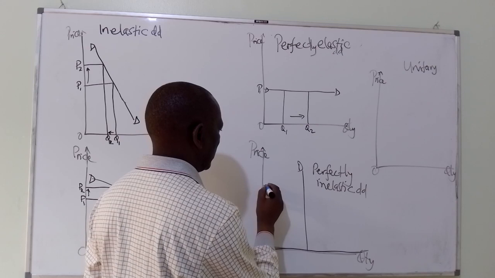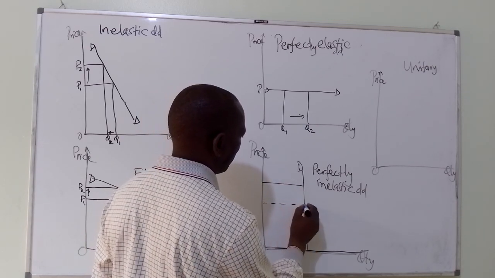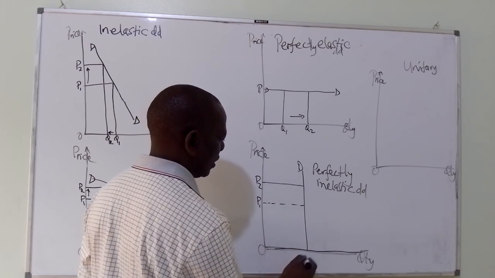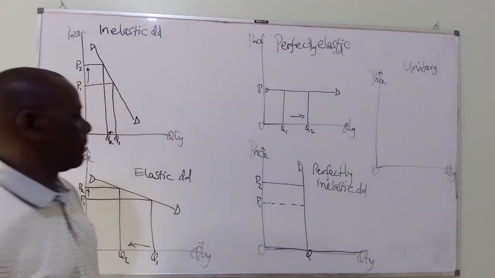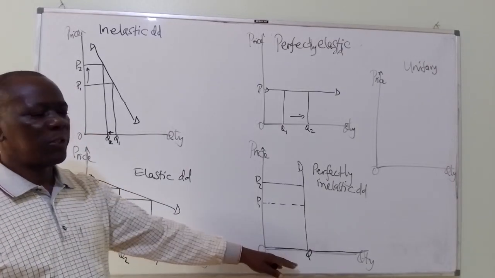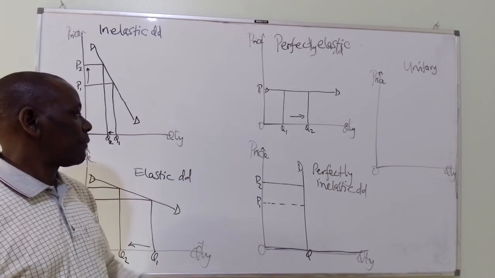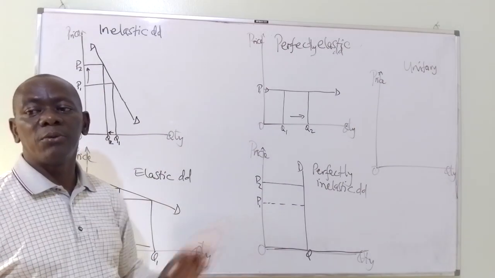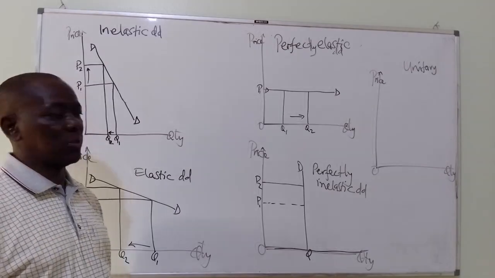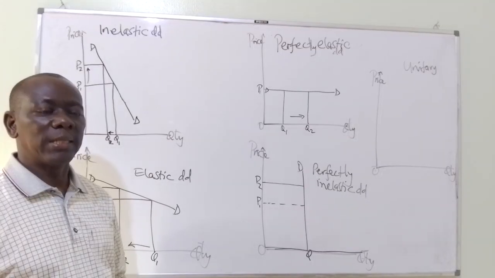This is the demand. And here we are saying, even if P1, P2, even if you increase the price by whatever percentage, the change in quantity demanded will remain the same. It will not change. The price can be increased, but the demand will remain the same. It will not increase, it will not change, it will not reduce. That is what we call the perfect inelastic demand.